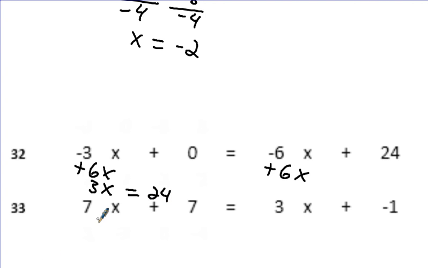And this problem below, we have a 3x over here, so subtract 3x. It's going to make 4x plus 7 equals negative 1. After that, you're going to be subtracting 7 to get negative 8, and then divide by 4.